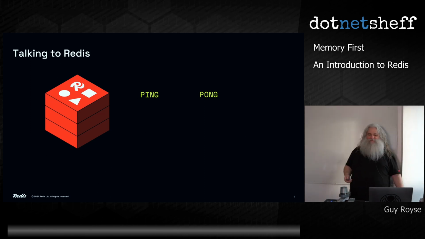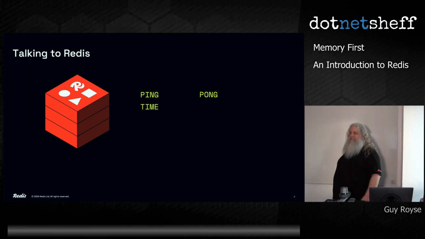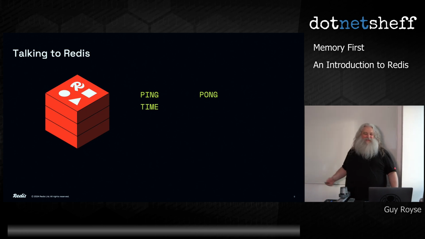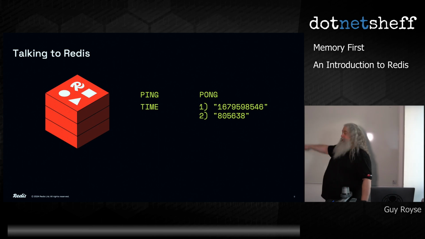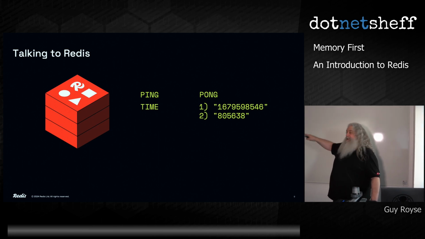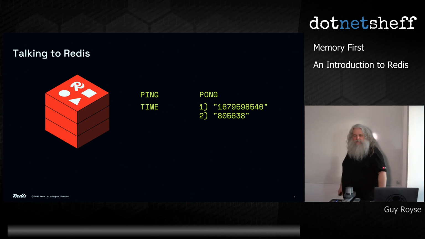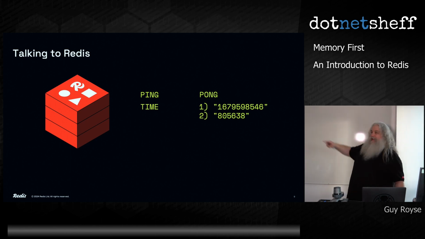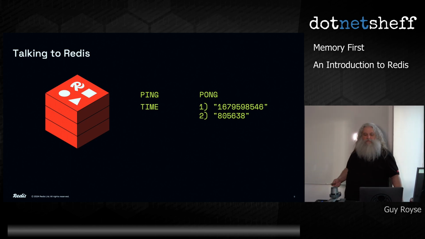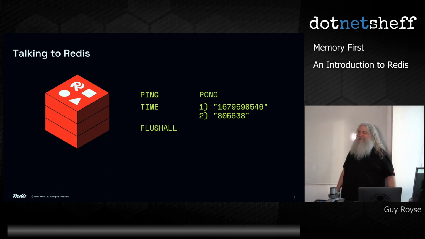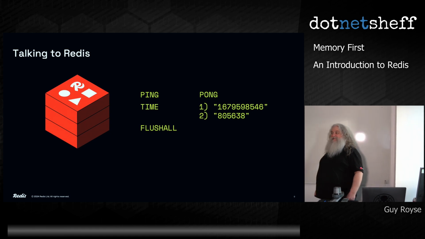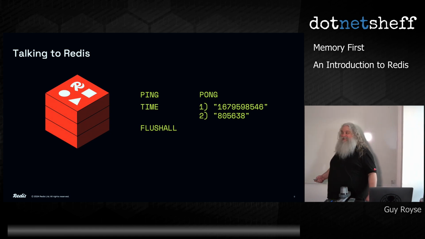Makes sense, right? If I send time, I knew there was a time command. It will respond with the epoch in seconds, so that'll be seconds since 1970, and then the microseconds within that. So that'll give you an array of values back with those two values. And if you send the flush all command, any guess what this will do? What's that? Empty. Any idea what it returns?